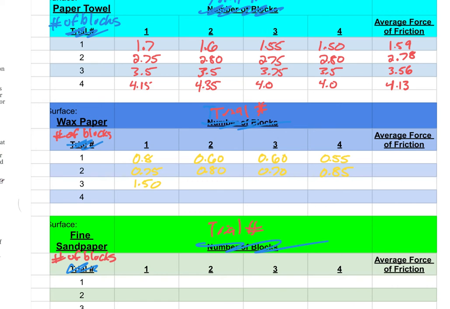All right, adding a third block, we got 1.50, 1.25, 1.35, and 1.20. All right, adding the fourth block, we got 1.80, 1.85. For trial 3, we got 1.75.